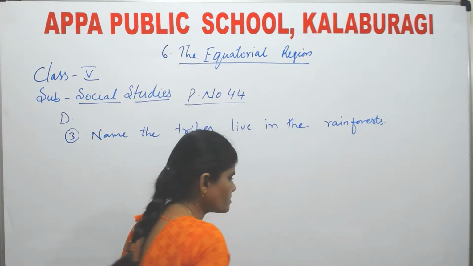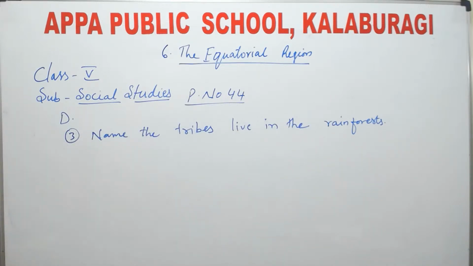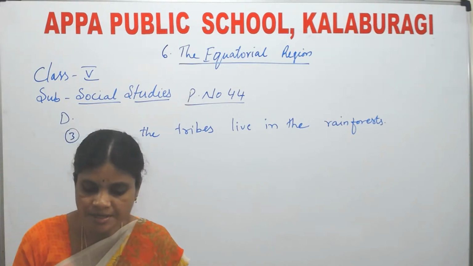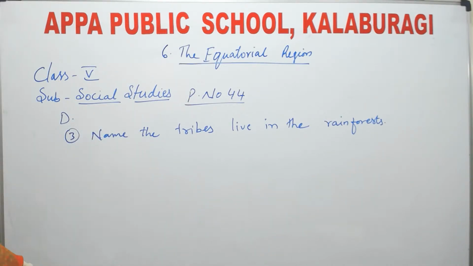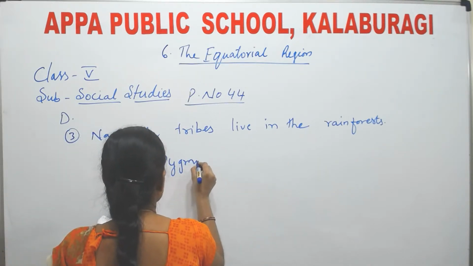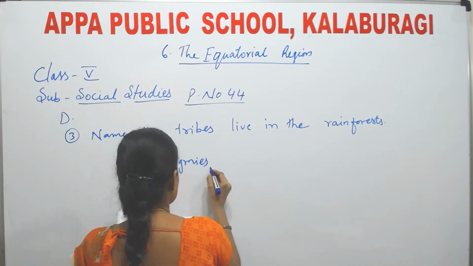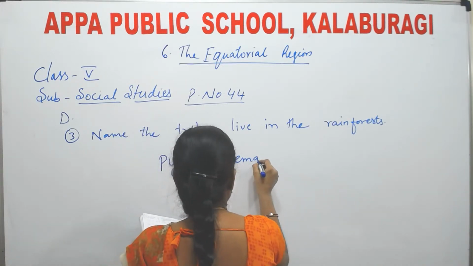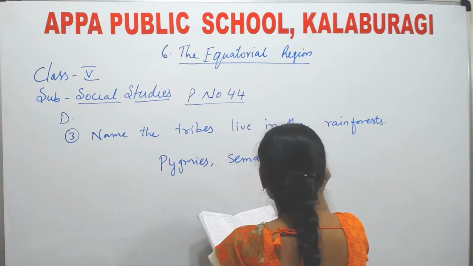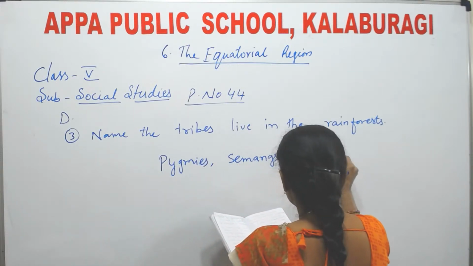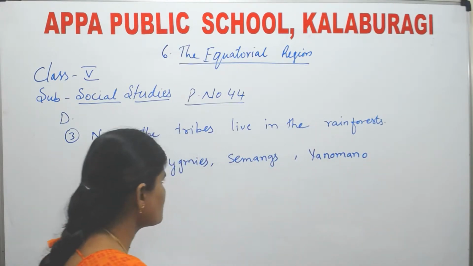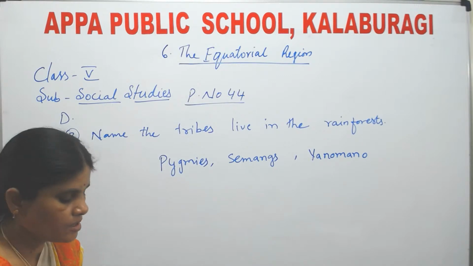Name the tribes that live in the rainforest. Third question. The tribes that live in the rainforest are pygmies, salmons, and the Yanomamo. These are the tribes found in the equatorial region.